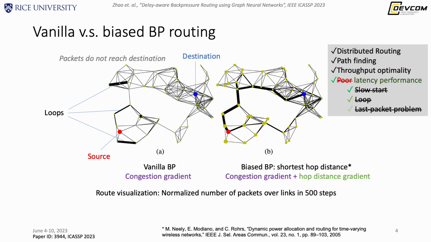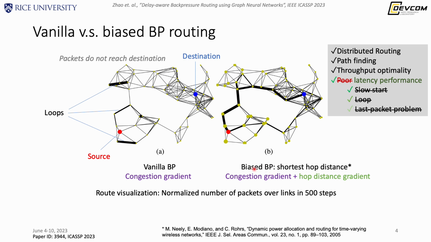Here we use an example to illustrate the difference between the basic and the biased backpressure routing. In this example, we have this wireless network and a flow from the source to destination, and the simulation runs 500 steps. In these 2 examples, everything is the same except the routing algorithm. With the vanilla backpressure, we can see that the routes only reach here after 500 steps, and there are some obvious loops. Basically, packets are being transmitted back and forth on this link, and no packets reach the destination in the 500 steps.